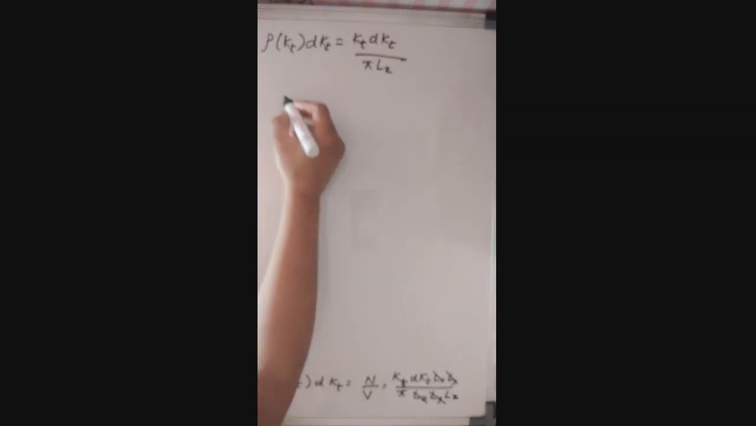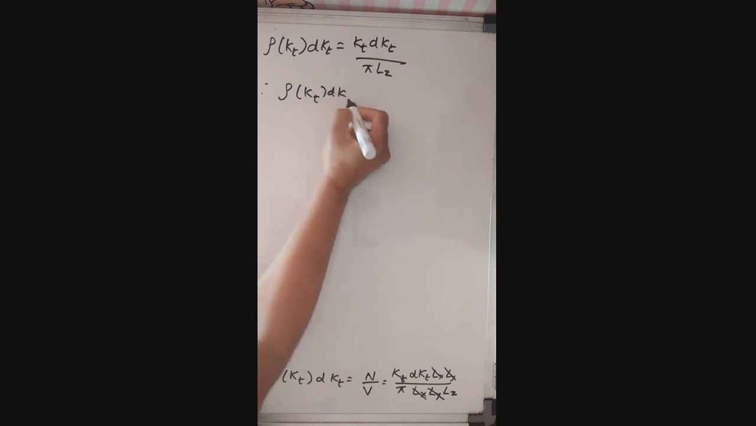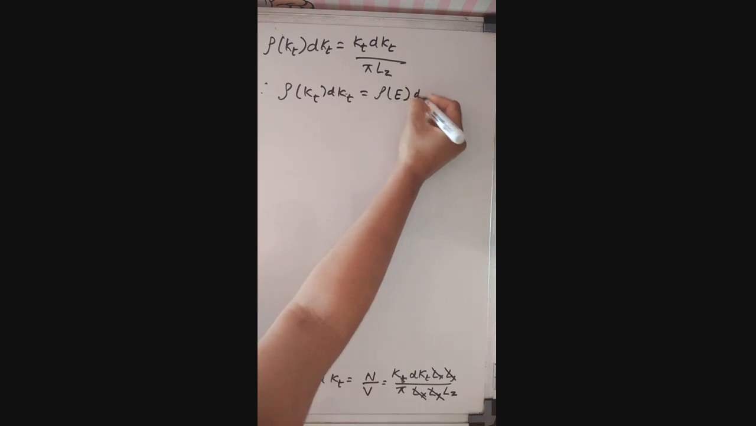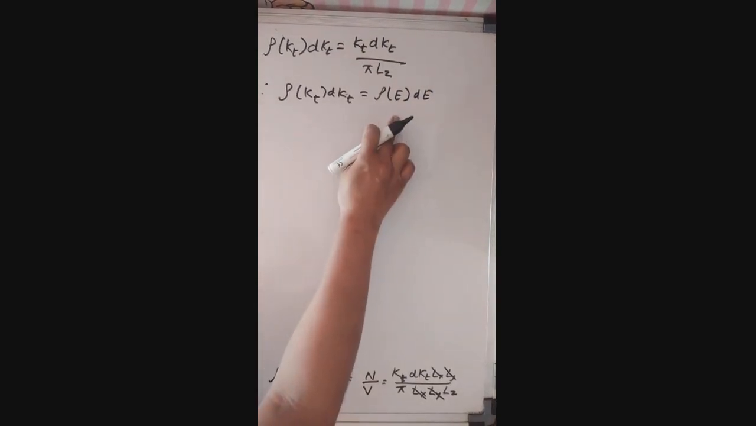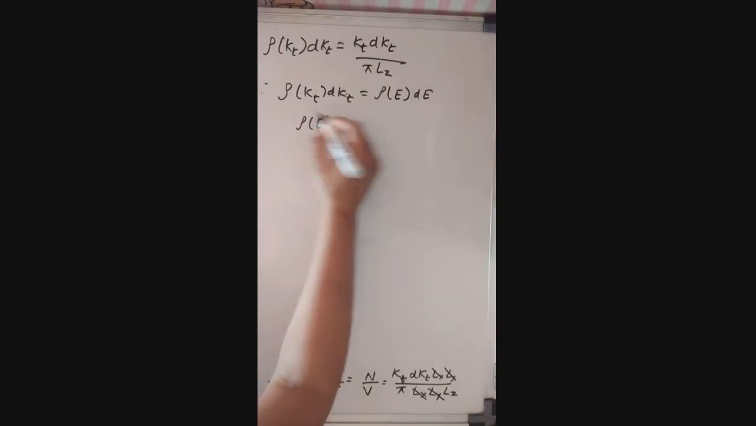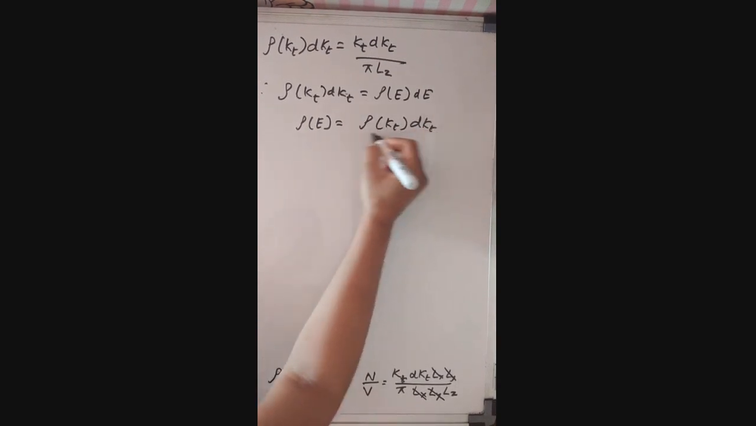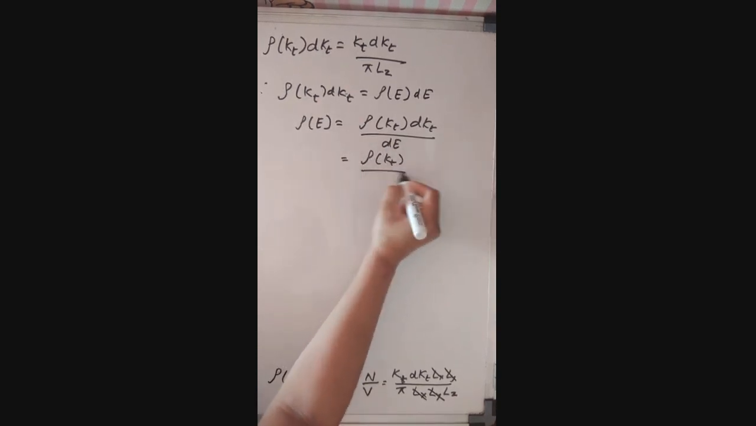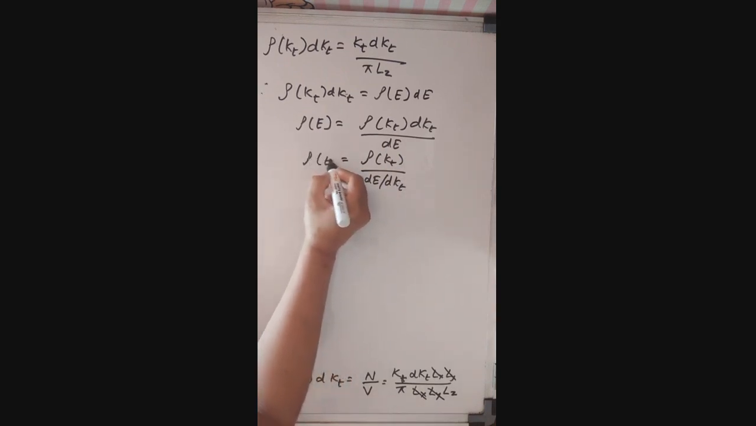Okay, so since we know that rho kt dkt will be equal to rho e de. This formula we have been using earlier also. So we have to find out the value of rho e. And the thing is the same. How will we determine it? Rho kt dkt divided by de. And in the next step, we'll be doing it as rho kt by de by dkt. So this is how we'll determine rho e.